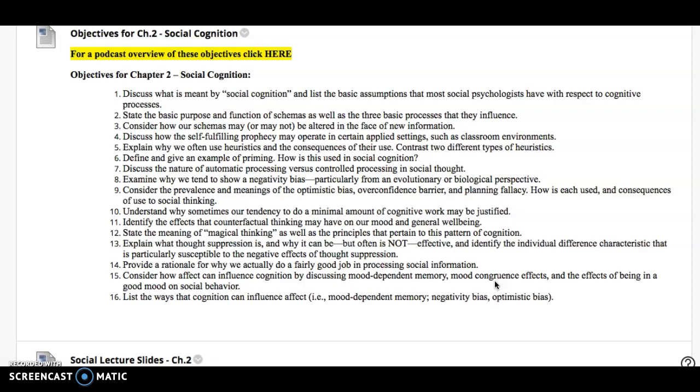And then lastly, list the ways that cognition can influence affect. So how can your thinking influence your mood? So we'll turn from looking at how your mood influences your thinking, and then flip it to how thinking can influence your mood. Can you put yourself in a good mood just by how you think? And so some of those other elements we've already covered will pop up again and be discussed in relation to that.